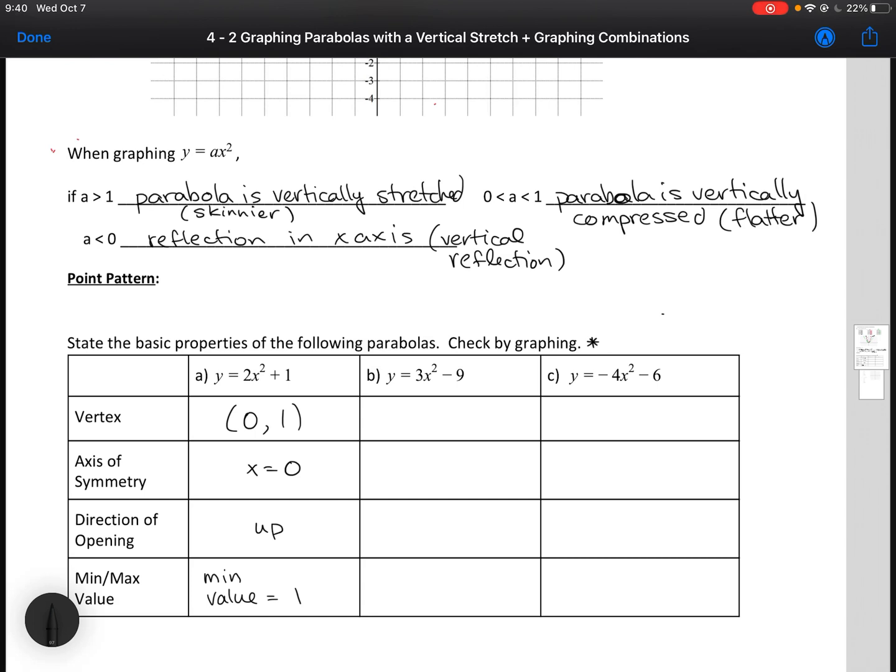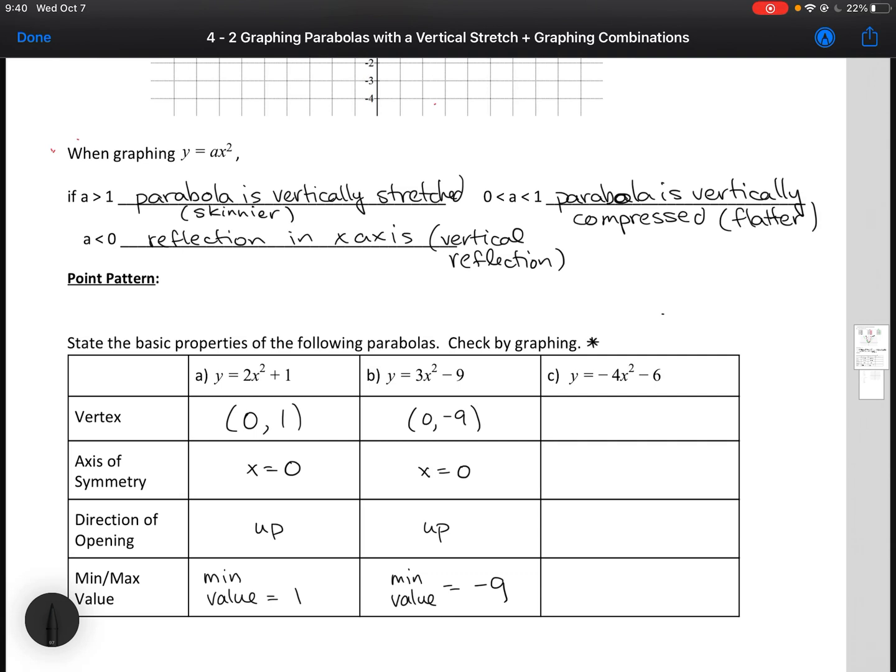Let's look at another example here. So 3x squared minus 9. So again, no horizontal shift. I have a vertical shift down. My vertex is going to be 0, minus 9. My axis of symmetry is x equals 0. My direction of opening is up because my a value is positive. And then I'm going to have a minimum value. And that minimum value is going to be equal to -9, the y-coordinate of my vertex.